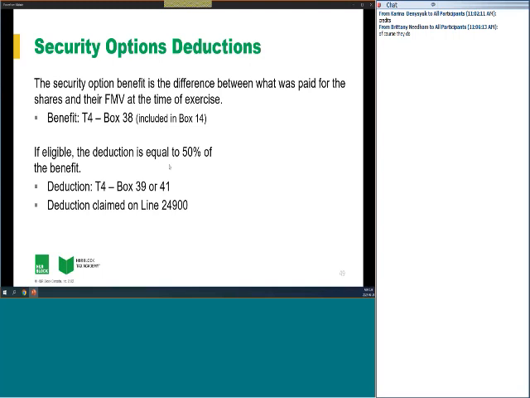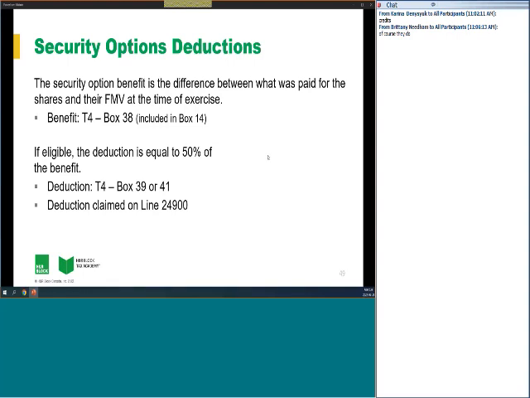And then if you see a box 39 or you see a box 41, make sure you claim the deduction on the deduction line, which in this case is 24900. Give the client the deduction. If you don't ask for a deduction, the government won't give it to you. So we can take 50% of tax off. Any questions about that?